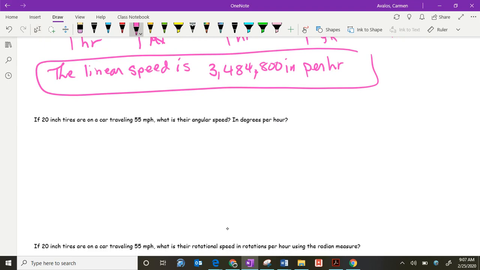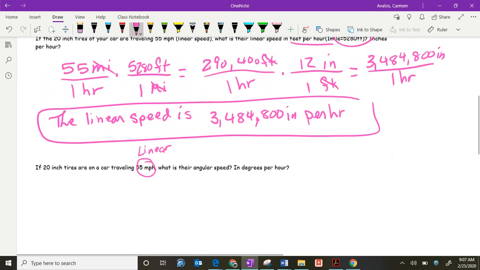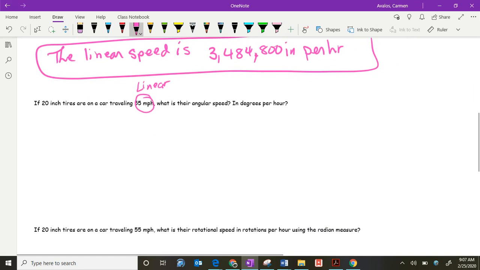Next one, we got the same tires, 20-inch tires on the car. It's also traveling again 55 miles per hour. So this here is your linear speed because it has distance and time. What is their angular speed? So what it's asking right now is the angular speed, which is the angle. How many radians per time is it happening? So how am I going to figure this out? This is where I would have to use the formula because that's the relationship: linear speed, angular speed, and then the radius. I know that the radius, 20-inch tires, that's what they mean when they say 20 inches, the radius there, not the diameter.